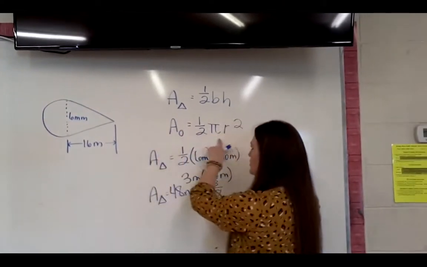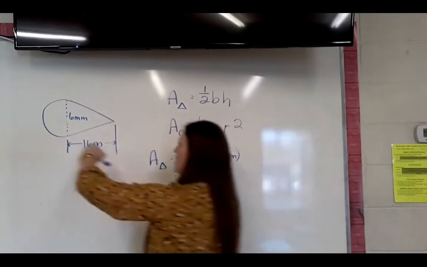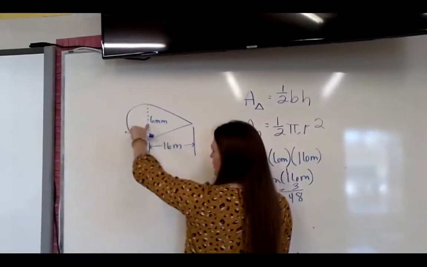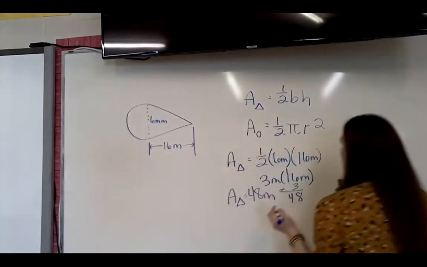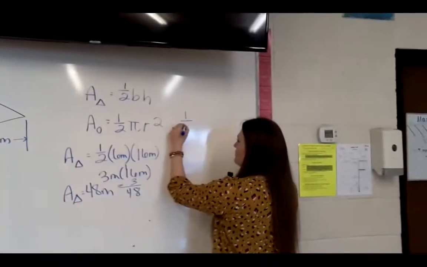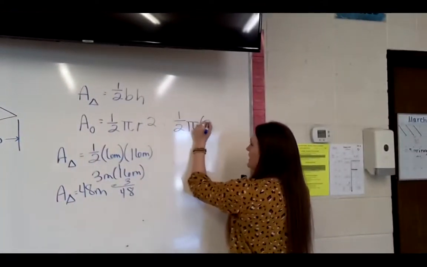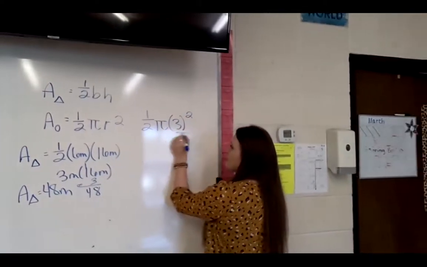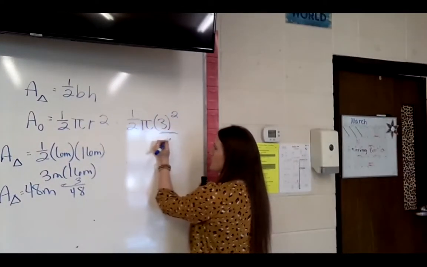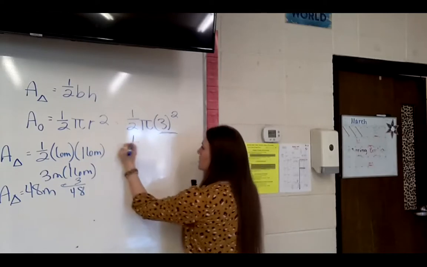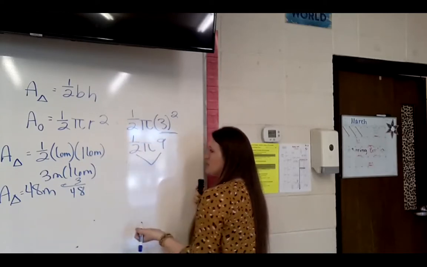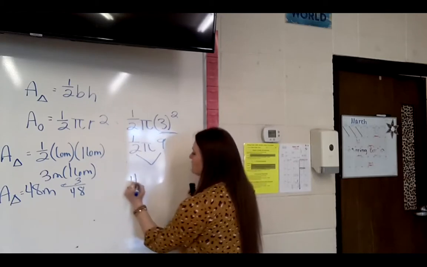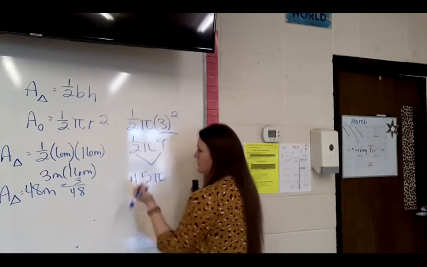So now we do our circle. The radius, we know, is halfway across the circle. I know all the way across is 6, so halfway our radius would be 3. So I have 1/2 times pi times 3 squared. You have to do that first, order of operations. 3 squared means 3 times 3, which is 9. I like to go ahead and multiply these numbers first. It's easier. Half of 9 is 4.5 pi.